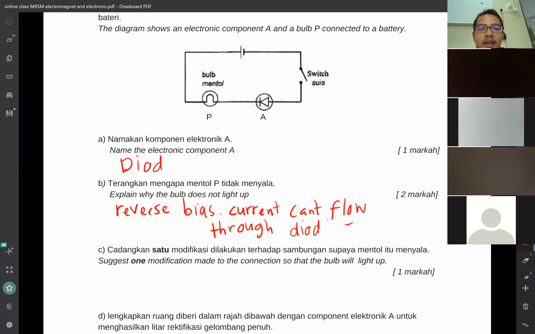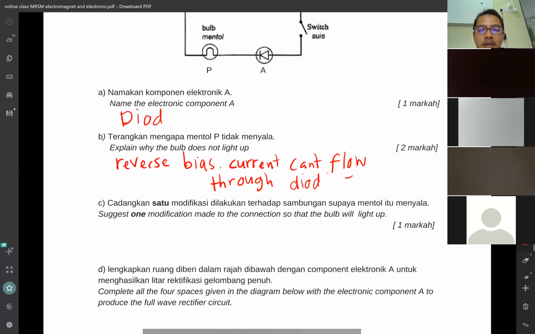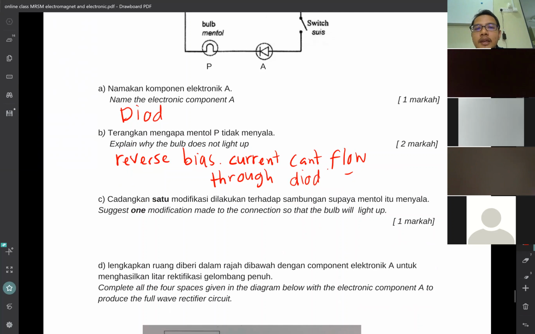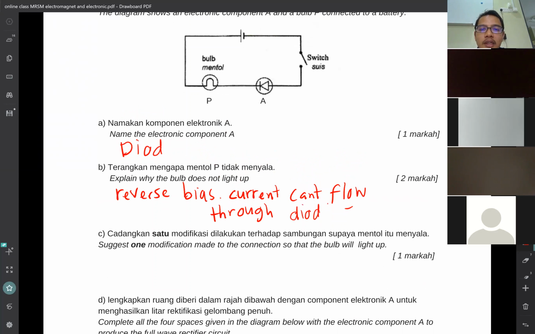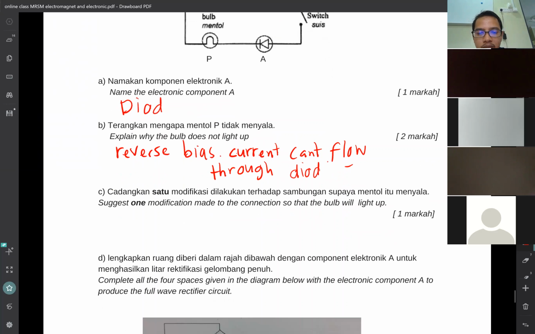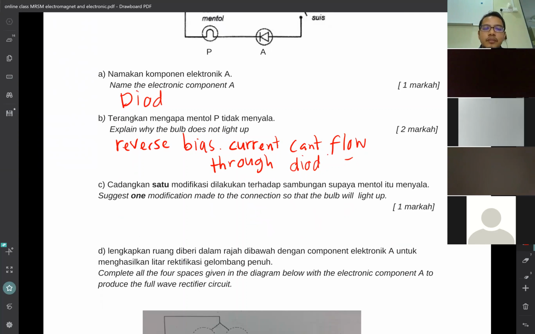Right. Suggest one modification made to the connection so that the bulb will light up. So apa kita nak buat to make sure the bulb is light up? There's two way actually. Either you said changing the pole of battery, or you can also reverse the battery or reverse the diode. There's two way. Reverse the battery or reverse the diode. Okay.